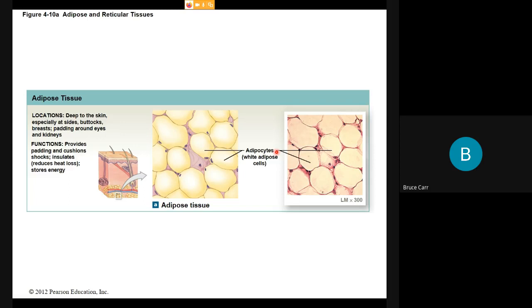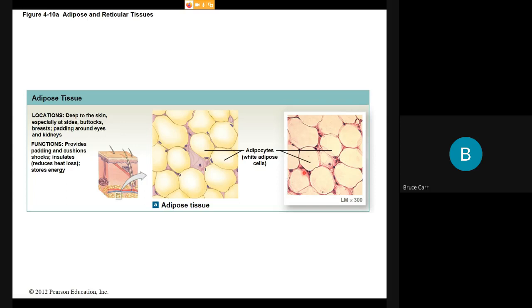Let's look at several. Some of these are so characteristic. Once you look at them in the microscope, you'll never forget them. Others are a little more difficult and take more analysis. So adipose tissue is a connective tissue.